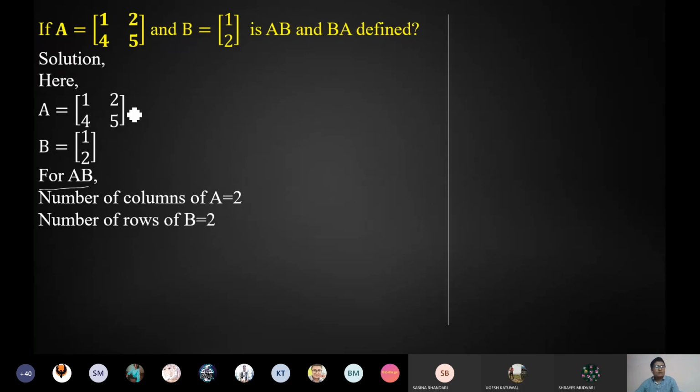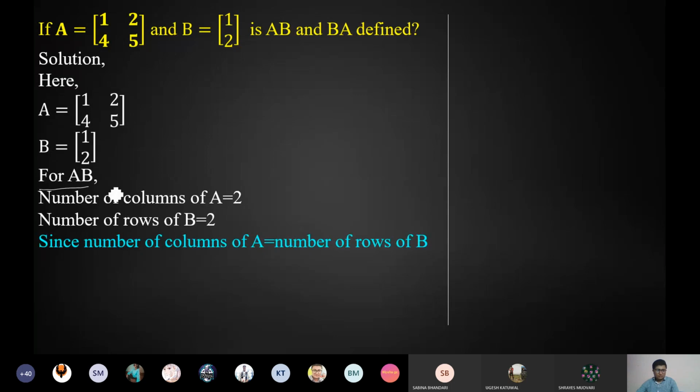Okay, now the number of rows of matrix B is equal to 2. Number of columns of A is equal to number of rows of B. I have written the number of columns of A and the number of rows of B. Number of columns of A is equal to number of rows of B. That is, the condition is satisfied here. They are equal. Hence AB is defined. That is, AB is compatible. You can find the product of the matrices A and B. Not BA. We are not sure about BA, whether it exists.